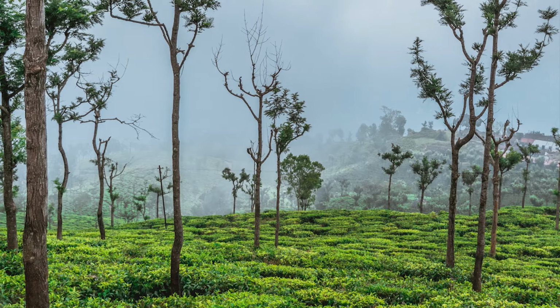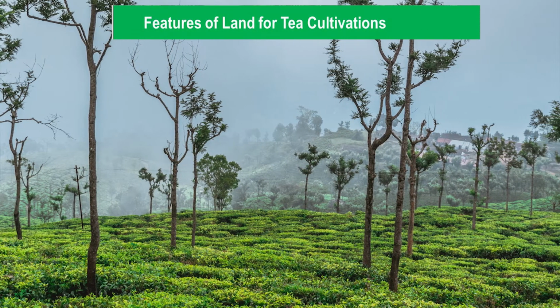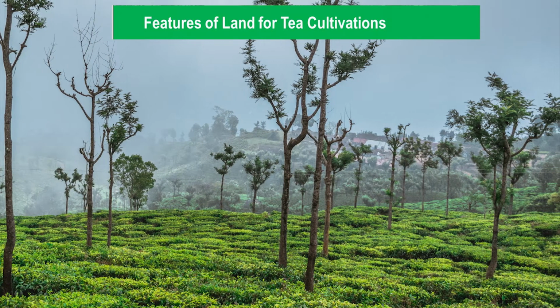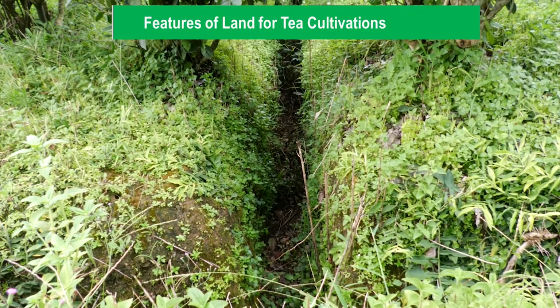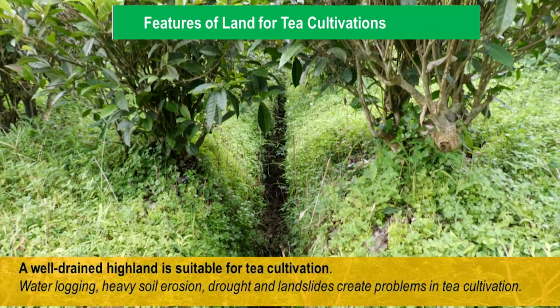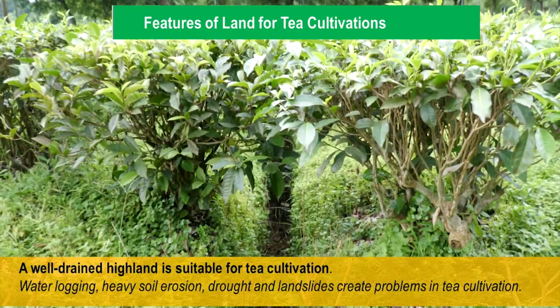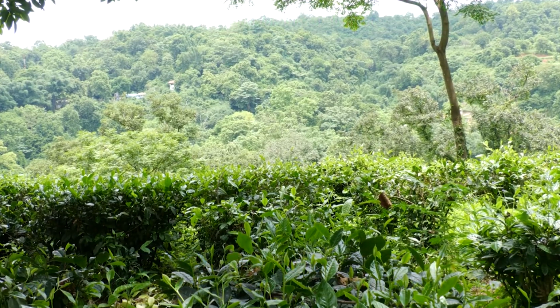Now, when we try to see the land for tea cultivation, you need to see what kind of land is good for commercial tea cultivation. A well-drained highland is actually suitable for tea cultivation. There should not be any waterlogging, heavy soil erosion, drought and landslides, because all these create problems in tea cultivation.